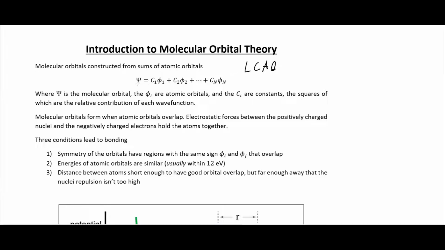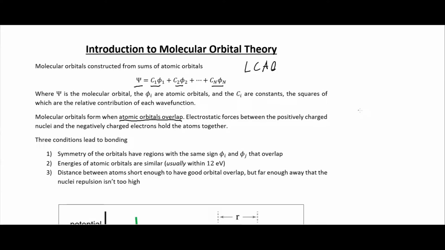And so we have our molecular orbital psi here, and it is a linear combination of these atomic orbitals, which are the phi's. And then these C coefficients here tell us how much contribution that atomic orbital is giving to the molecular orbital. So the molecular orbitals form when the atomic orbitals overlap. The electrostatic force between the positively charged nuclei and the negatively charged electrons holds the atoms together.